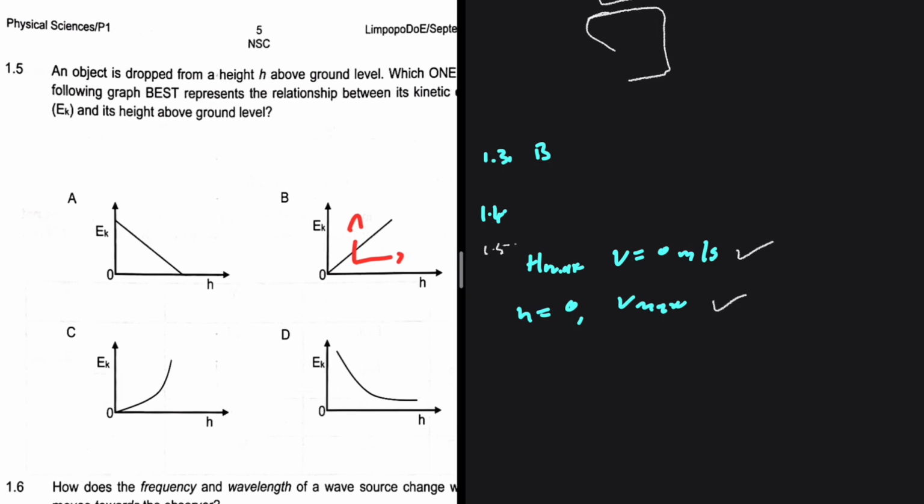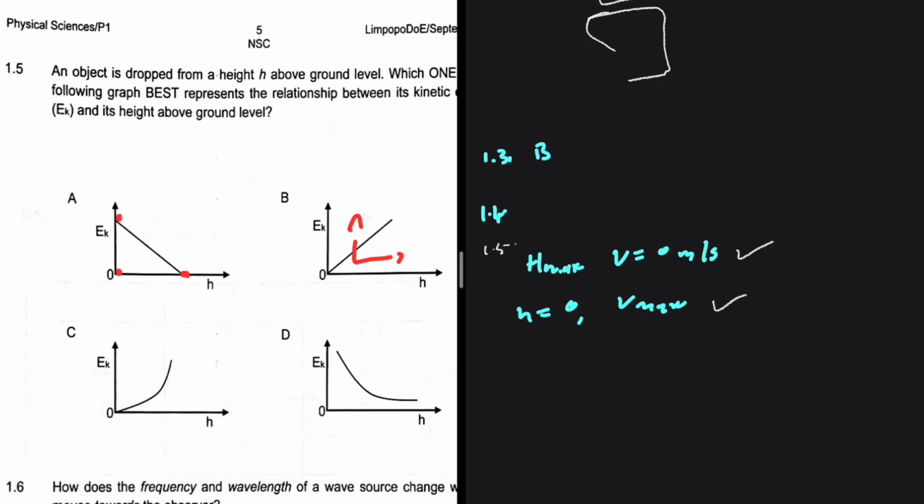If we look at option A, when the height is at its maximum, we have a kinetic energy of 0. So v is equal to 0. Let's look at when the height is equal to 0. Do we have maximum kinetic energy? When the height is 0, you can clearly see that we have maximum kinetic energy.